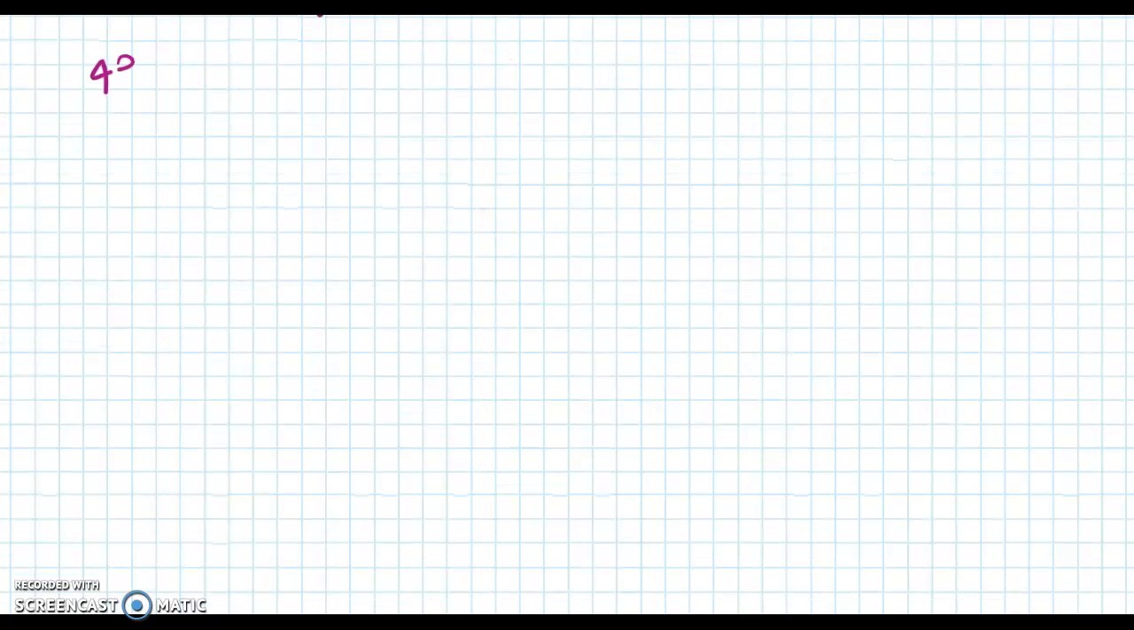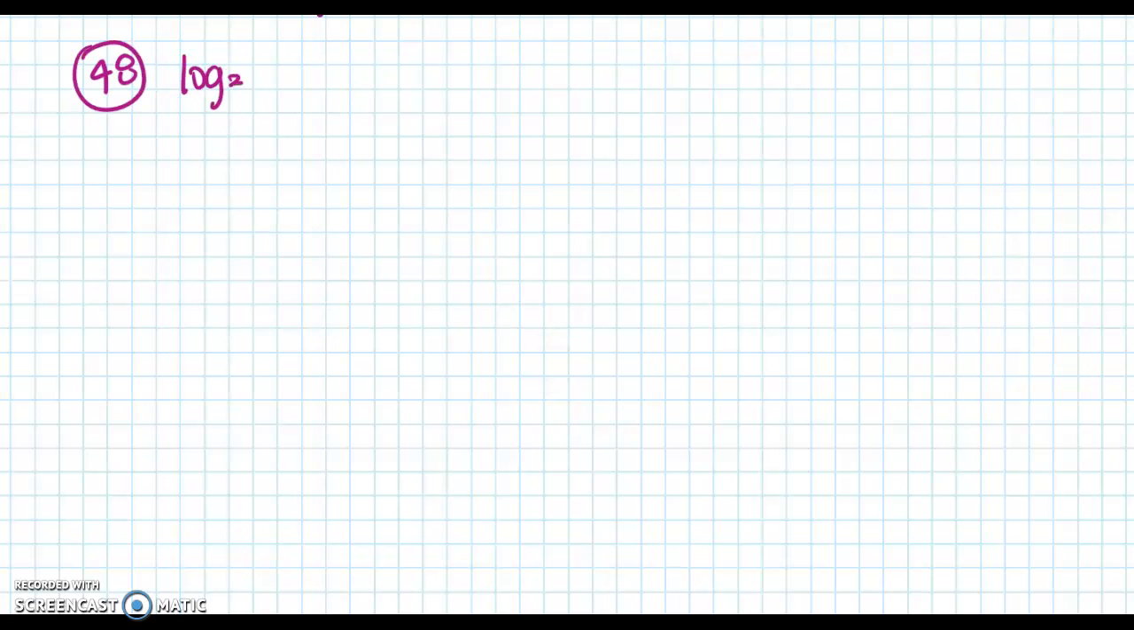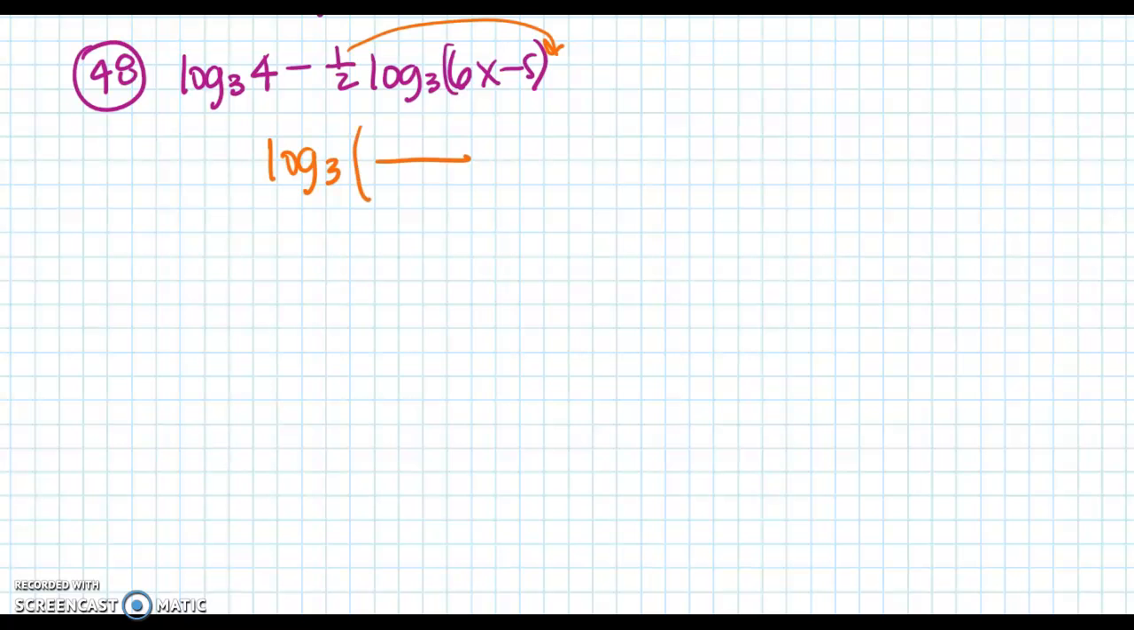And the last one in this section, number 48, log base 3 of 4 minus 1/2 log base 3 of 6x minus 5. So again, we have a fraction. We have to bring the half power back in. So log base 3, fraction, 4 on the top, because that's positive. And then a half is always a square root.